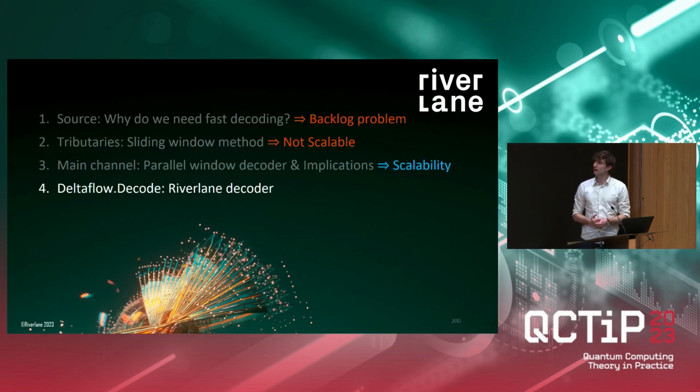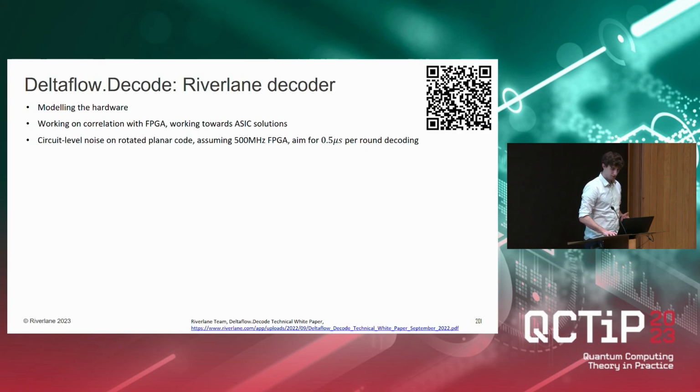So let's see how this method affects a hardware decoder. As I hopefully convinced you, the speed of decoding is essential, and it means that eventually we will need a very large amount of fast and efficient decoding hardware. That is why Riverlane is working on both FPGA and ASIC hardware decoding solutions that we envision are going to be used in the future fault-tolerant systems to do real-time decoding feedback.